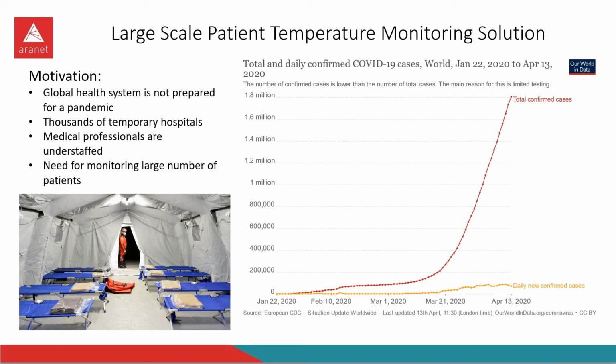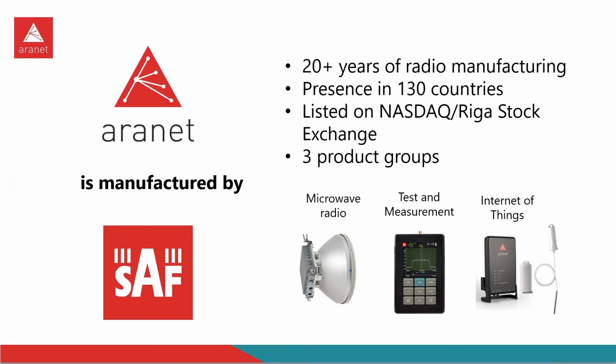So just giving you a little bit of credibility. Who are we, and why can we solve this particular issue? Aranet is actually a brand name, and Aranet is manufactured by Softechnica. We are a company with more than 20 years of experience in radio manufacturing, the main business being point-to-point microwave radio links. We've sold our equipment across 130 countries worldwide. We're a publicly traded company listed on Nasdaq. And we have three different product groups: microwave radio, test and measurement, and Internet of Things. What concerns this particular project is this third category, our Internet of Things part, meaning the wireless sensor network.